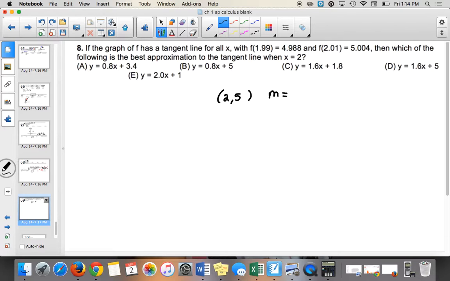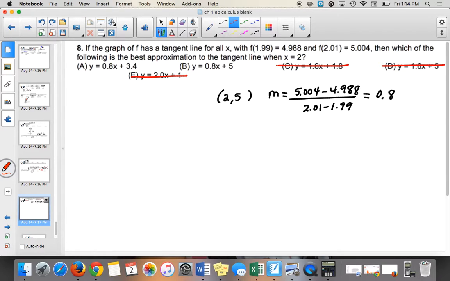I have those 2 points, right? So I'm going to do 5.004 minus 4.988 divided by 2.01 minus 1.99. And I've already found that for you. It is 0.8. So if you're a good test taker, you would go through and be like, oh, can't have that as a slope, can't have that, can't have that. It's between A and B.